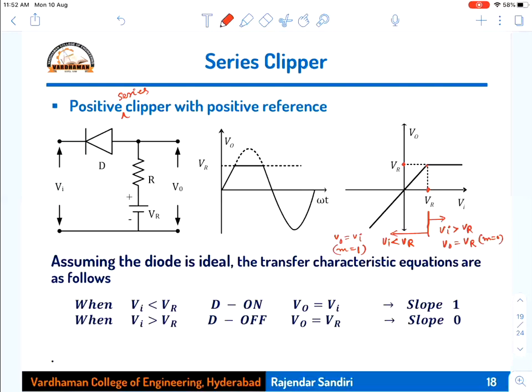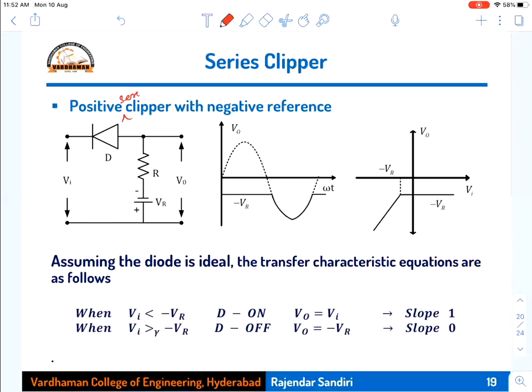Similarly, positive series clipper with negative reference. Again the anode is connected to the node, therefore it is positive. The diode is between input and output, so series, and negative reference because in the clockwise direction you encounter the negative terminal of the battery. So a positive clipper with negative reference means the positive portion is clipped off above the negative reference level, minus VR level. That is called a positive clipper.